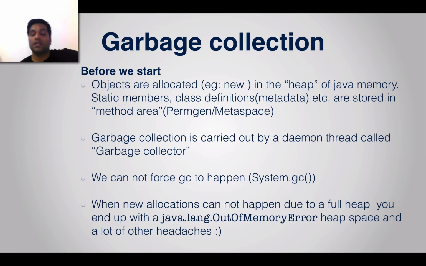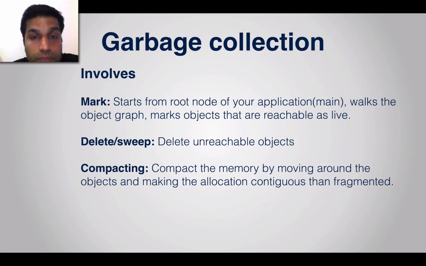So going forward, let's see what the steps in garbage collection are. Garbage collection basically involves 3 steps, which are mark, sweep, and compacting.